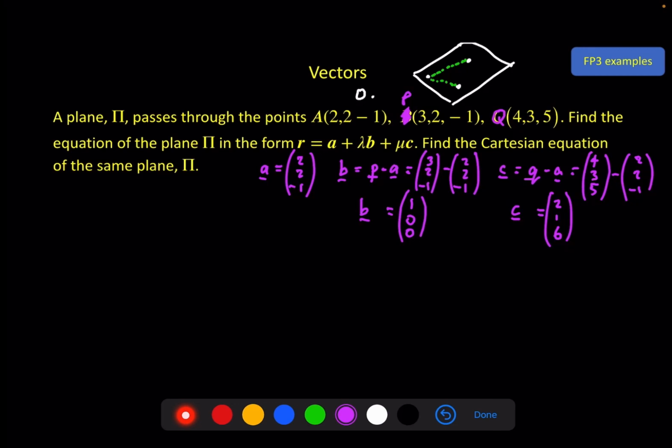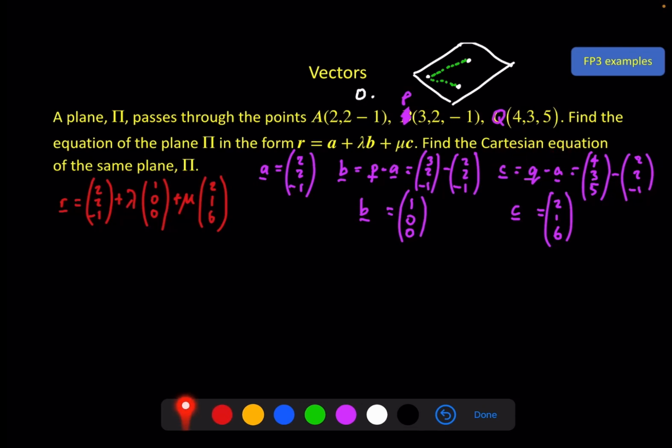Now I can write the plane equation in the form they want. r equals 2, 2, minus 1, plus some multiple of 1, 0, 0, plus some multiple of 2, 1, 6. And that is the first part of the question answered.